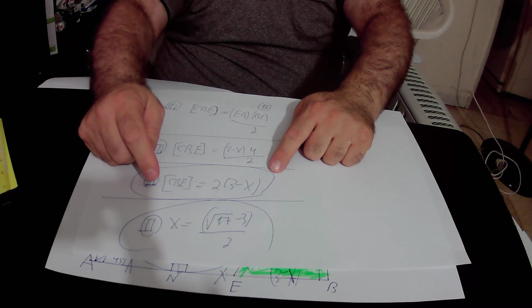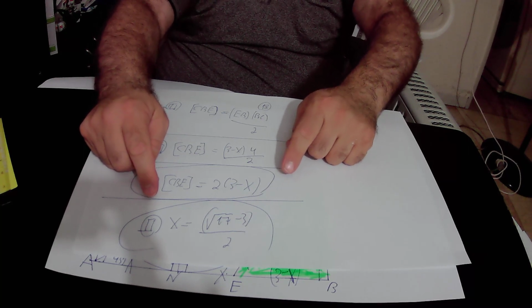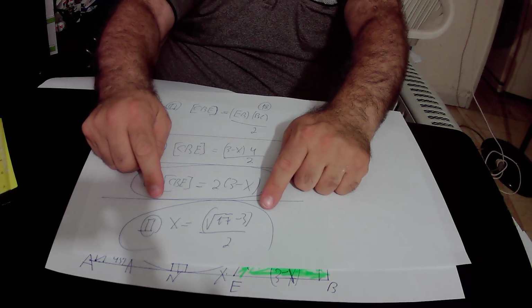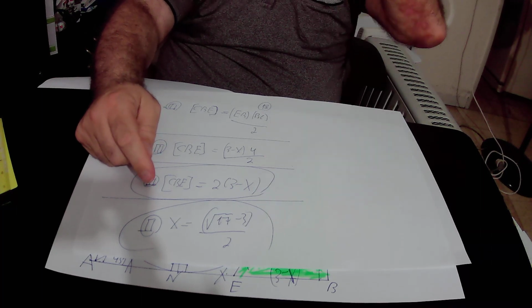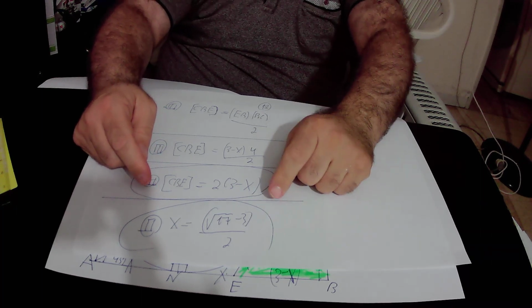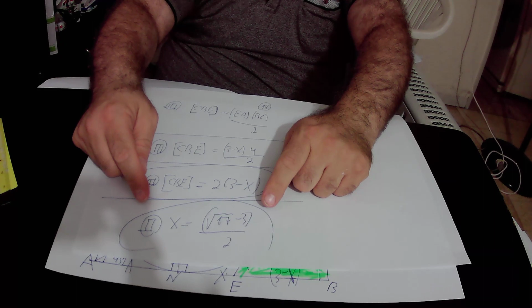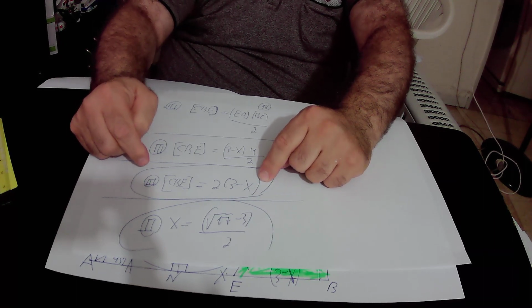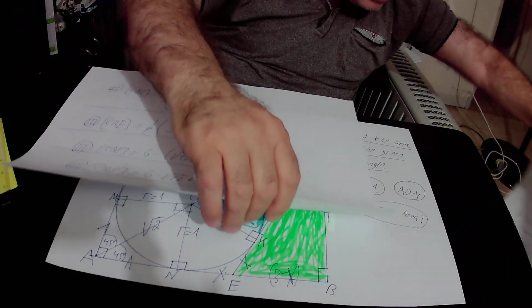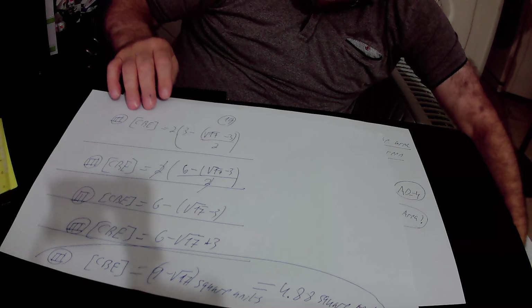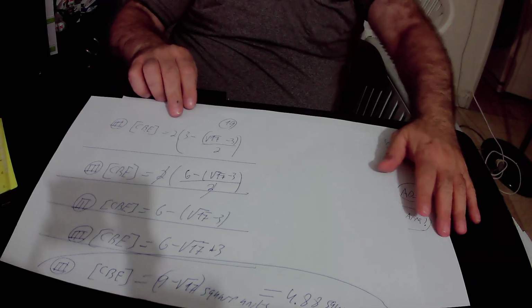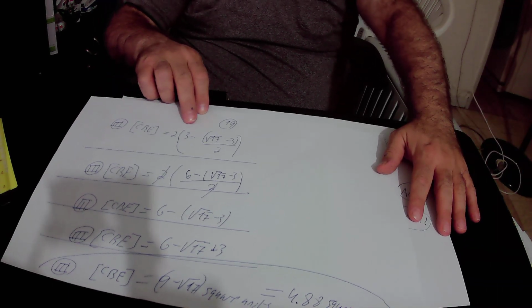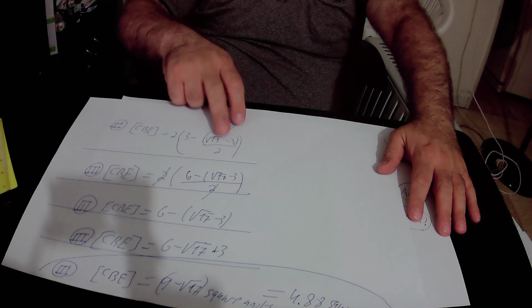And we have already found the value of x in equation number 2, x equals square root of 17 minus 3 over 2. So we will place the value of x from equation number 2 inside x in equation number 3. We did it and we got that the area of the green right triangle CBE equals 2 times 3 minus square root of 17 minus 3 over 2.